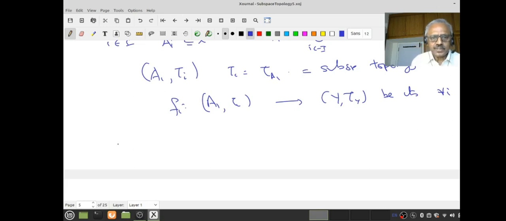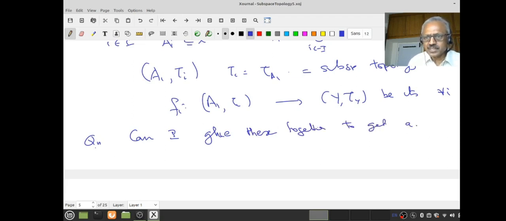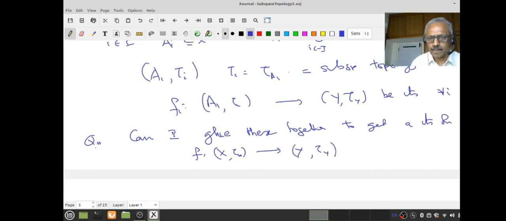Now what is the question? Can I glue them together to get what kind of function? Of course a continuous function, a continuous function f from x to y. Is that clear?